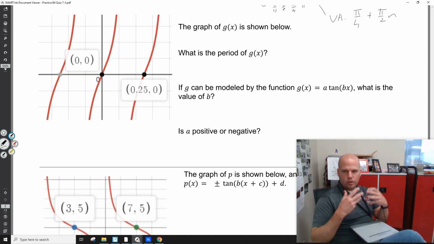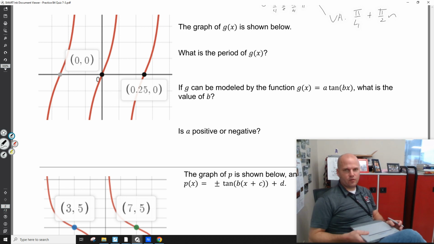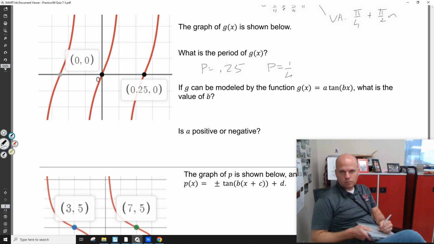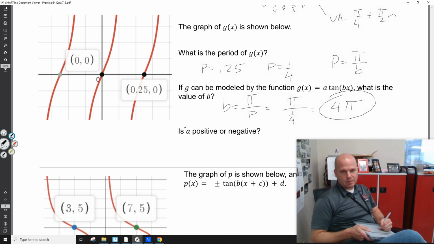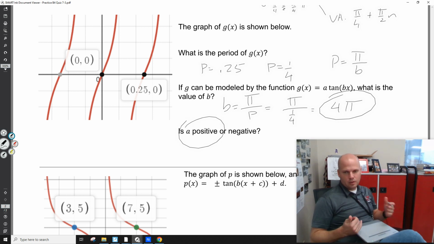So here's an example, here's the graph. Tell me about the information. What's the period? When do we start repeating ourselves? We start repeating every 0.25. That's a fourth. What's b? Well, if the period of tangent is pi over b, then b is going to be pi over the period of 1/4. 4 pi is going to be your b value. Your graph is going up, so a is positive. That is all you have to do for this situation.